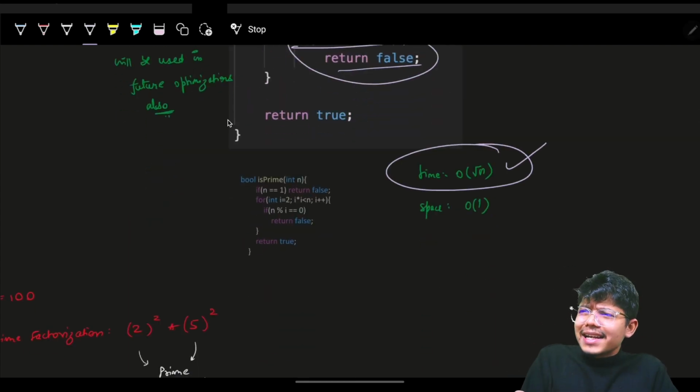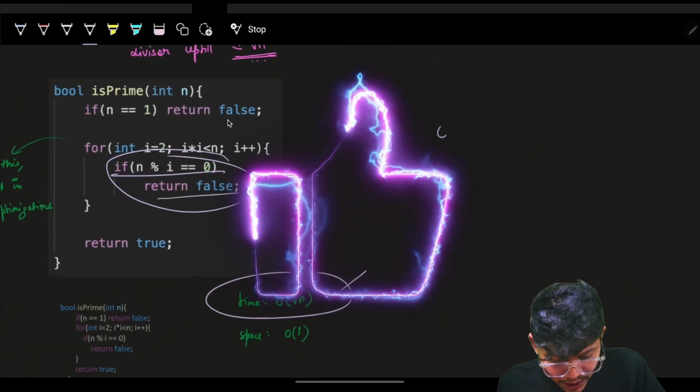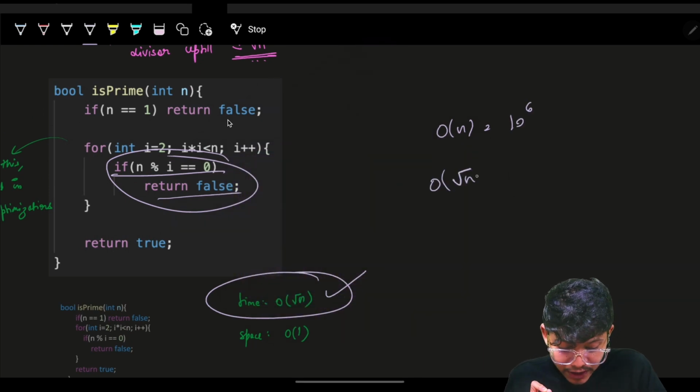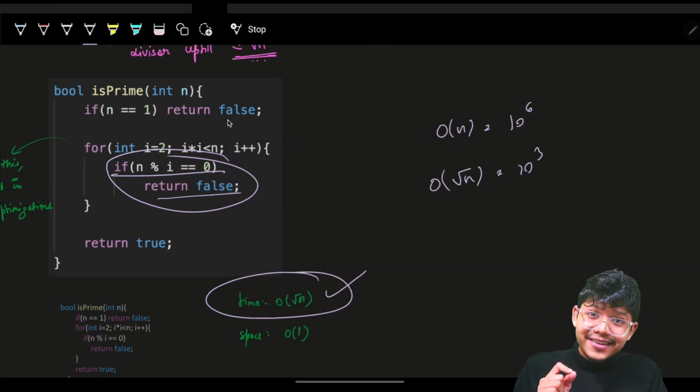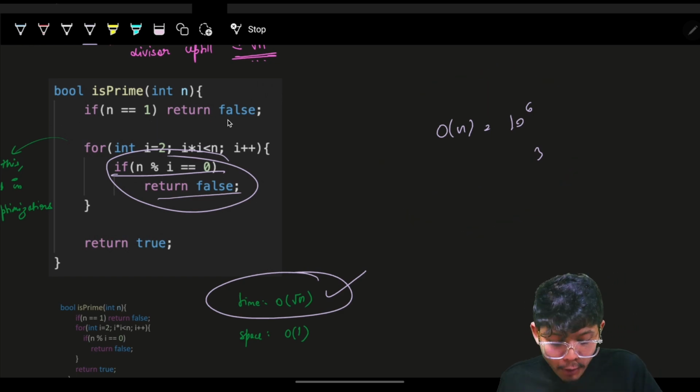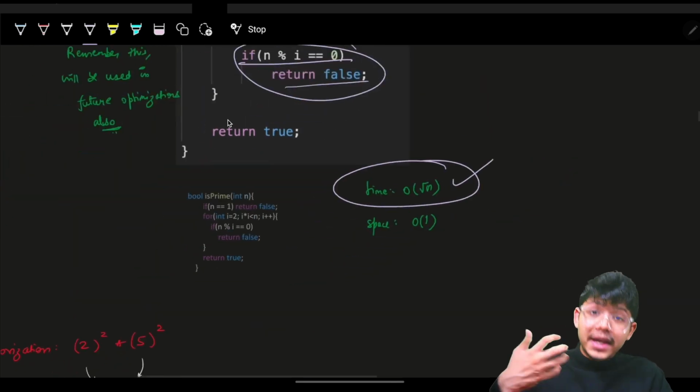Now, you might say, Aryan, O of n and O of root n are still more or less the same. Bro, they are not. How? O of n, for n as 1e12, it is 1e12, and O of root n, it is 1e6. You saw how big a difference it is. So optimizing to O of root n is actually a very big achievement.